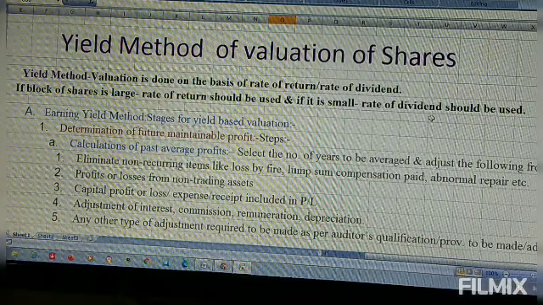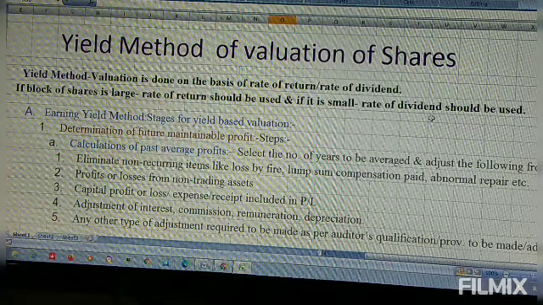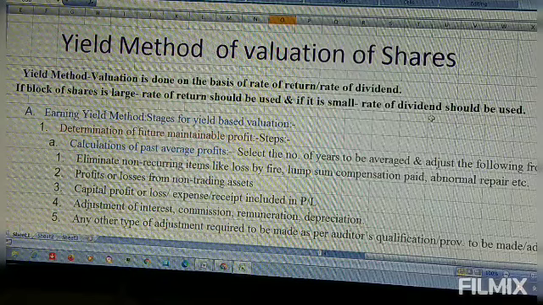Then what is the yield method? Yield here means valuation is done on the basis of rate of return or rate of dividend. Yield means rate of return. What return? Yield means it is a result, we can say.